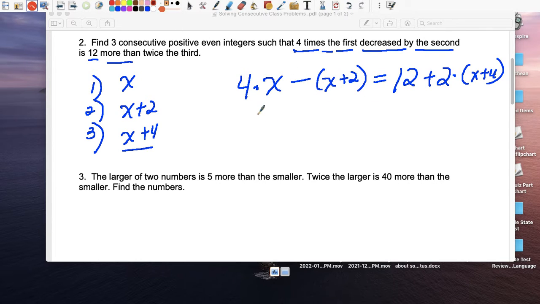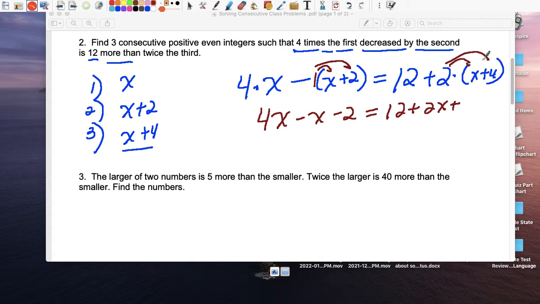So let's solve this. For x, there's an invisible 1 here, so we get minus x, and then distributive property gives me minus 2 equals 12 plus, and again distributive property here, 2x plus 2 times 4 is 8. Combine like terms, this is going to give me 3x minus 2 equals 20 plus 2x.